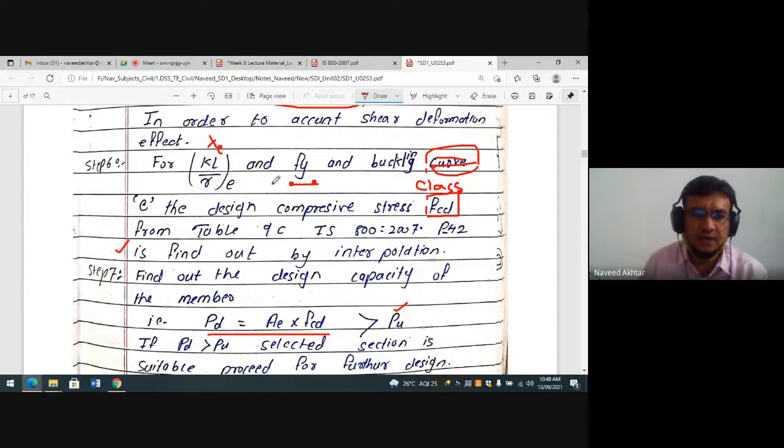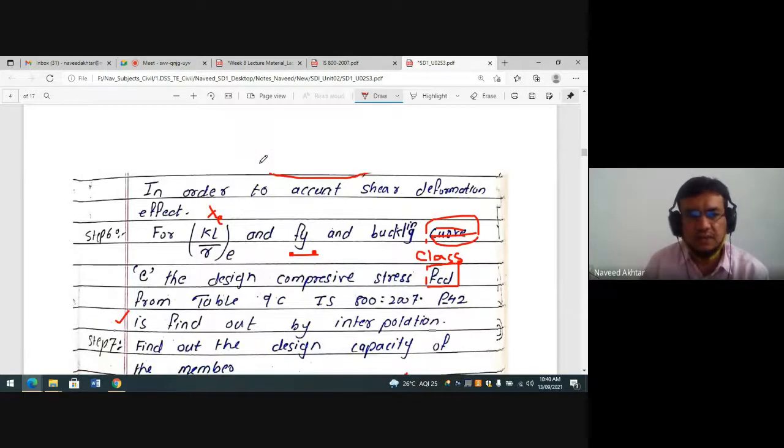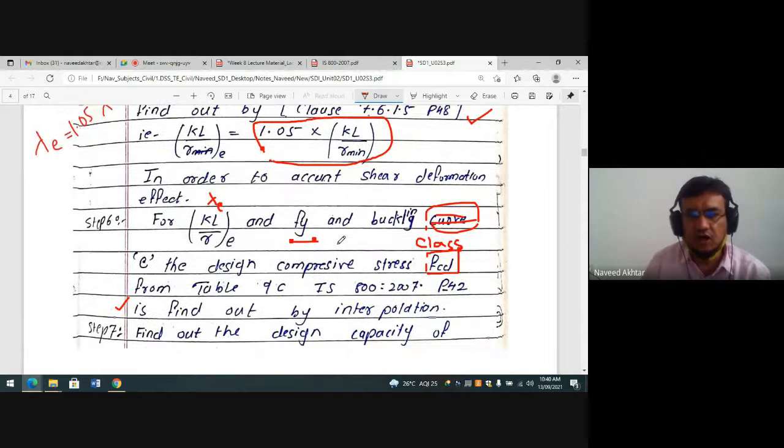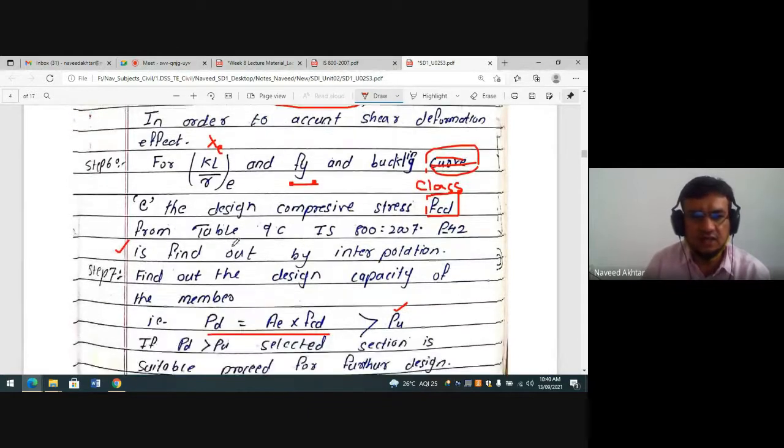For KL by r and Fy is the buckling class. टेबल से भी हम मालूम कर सकते हैं this lambda value. If you know the value of LE and R minimum, Fy or buckling class, you can find out the FCD. And the buckling class is C for any built-up section.